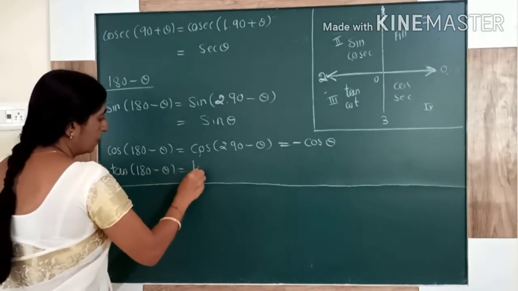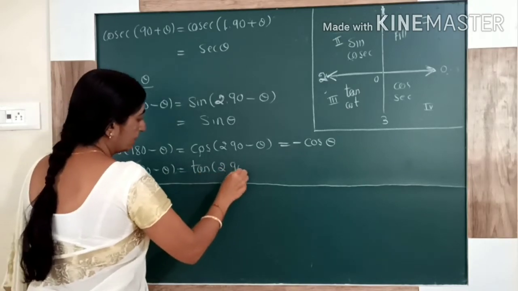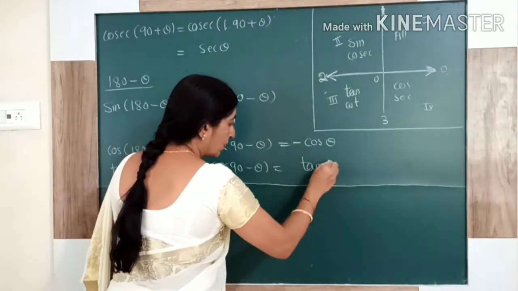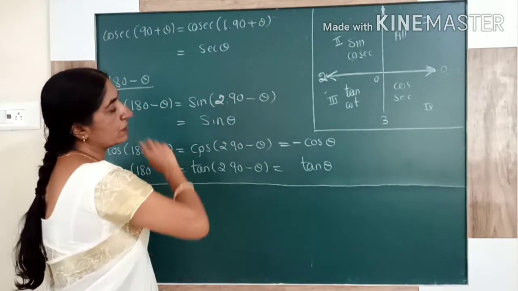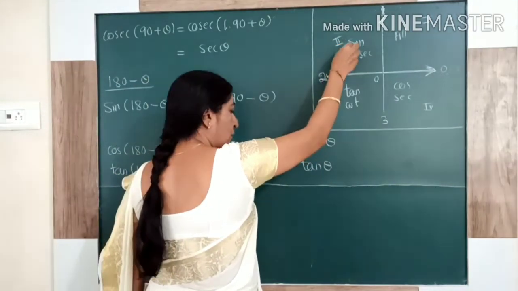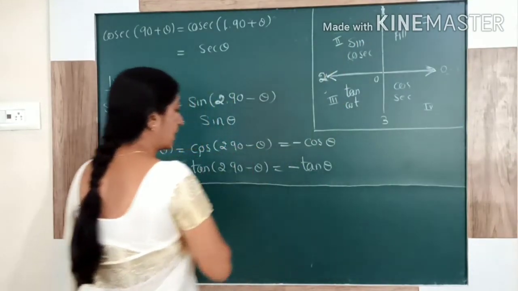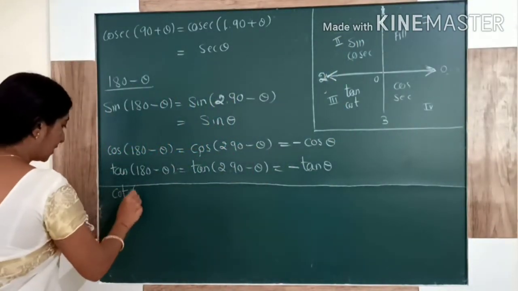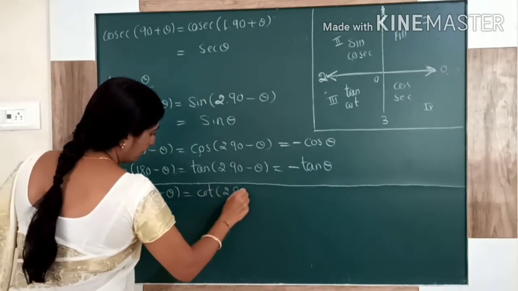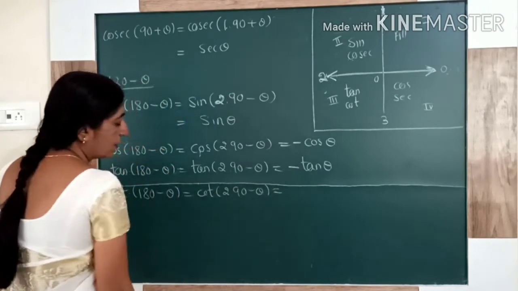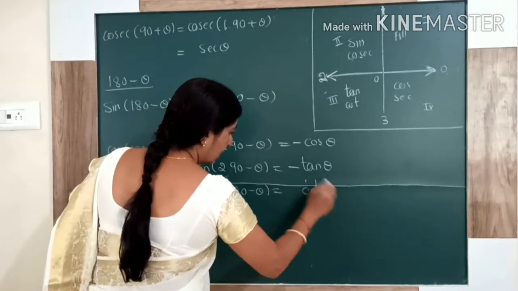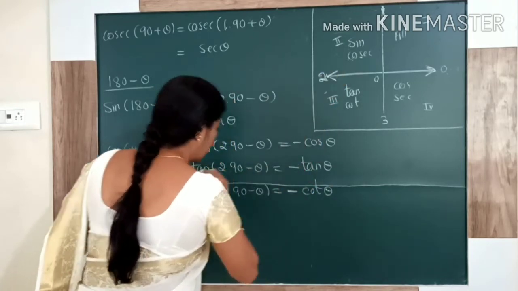Tan 180 minus theta. 2 is even, so tan remains tan. After writing the trigonometric term, we have to check the quadrants. 2 into 90, this line, minus means previous. Previous is the second quadrant. In the second quadrant tan is negative. So write down the remaining 3. Cot: 2 is even, so cot remains as it is. It comes in the second quadrant, so it is negative.